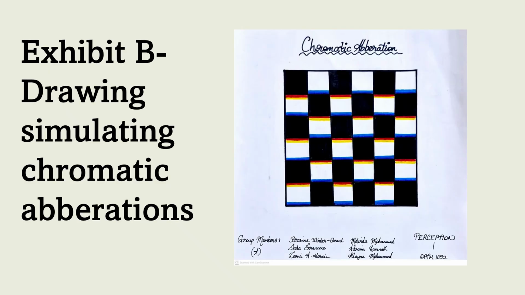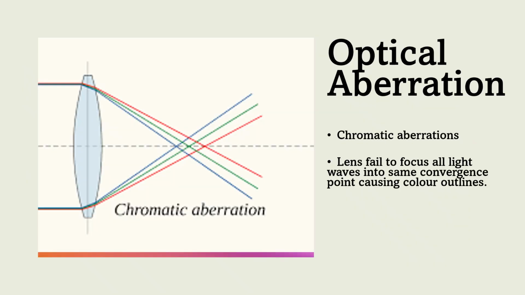For our second piece, the drawing, the illusion occurs due to optical aberrations, particularly chromatic aberrations. Chromatic aberrations are where an optical distortion occurs when a lens fails to focus all light wavelengths onto the same convergent points, causing color outlines along high contrast edges. In our project, the chromatic aberrations become more noticeable at the high contrast colored strips that are directly next to the black and white edges.